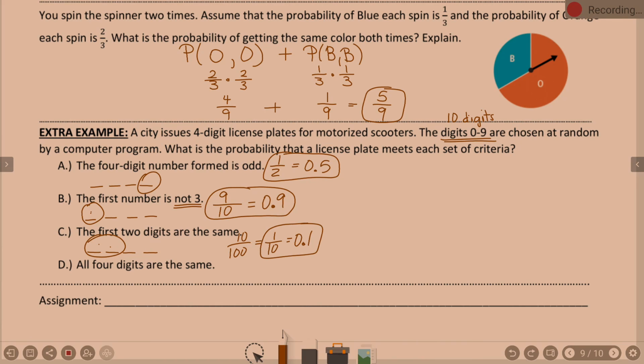Okay. All 4 digits are the same. That is going to be 10 out of a million? 10,000 choices. Okay, that would be 10 out of 10,000 choices. Do the homework for tomorrow. That becomes 1 out of 1,000 or 0.001.